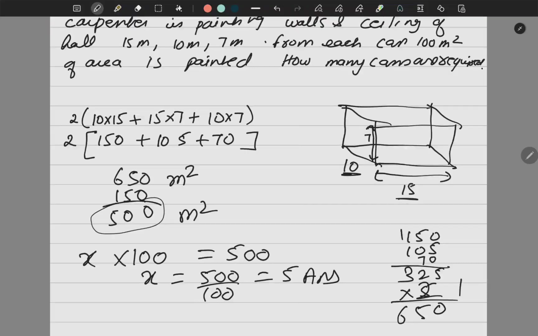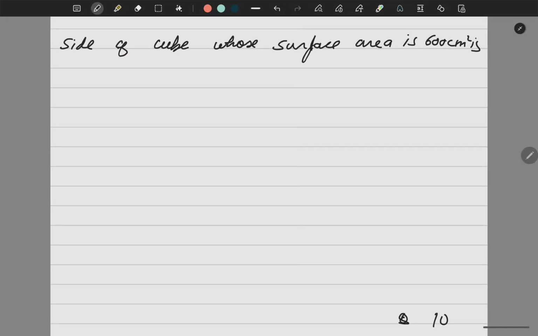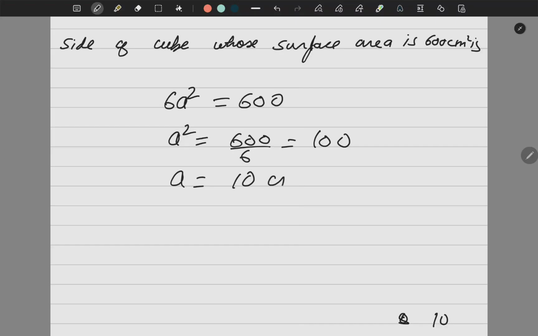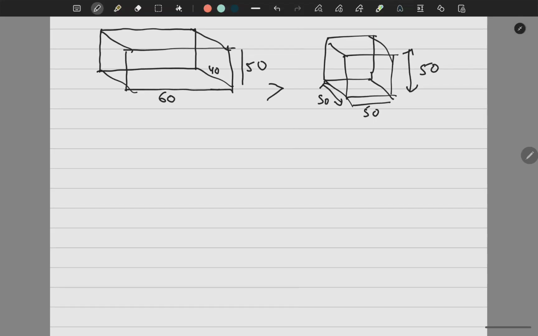Easy? Now let's move to the next question. Now the side of the cube whose surface area is this is simple. What is the surface area of a cube? 6a square, which is given 600. So a square is equal to 600 upon 6, which is equal to 100. So a is equal to 10 centimeter. Answer. Over. Now let's move to the next question.